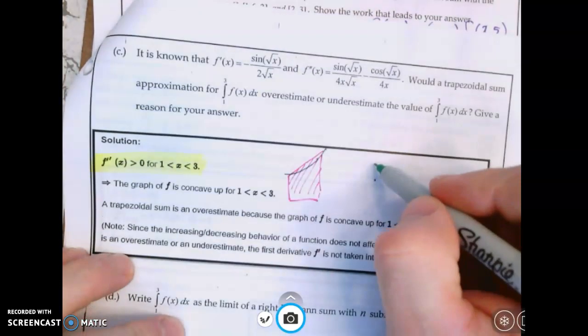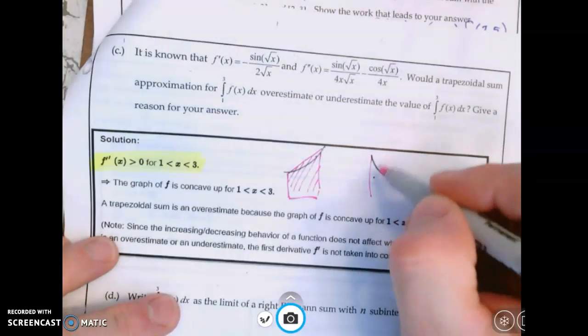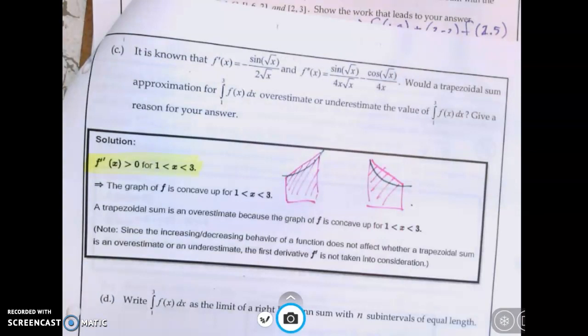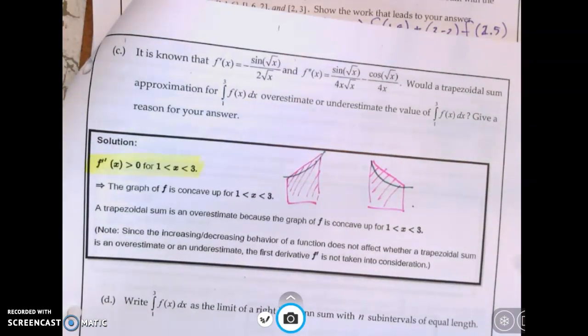If it's concave up but decreasing, again, a trapezoidal estimation will be an overestimate. So the fact that it's increasing or decreasing does not matter in that interval.